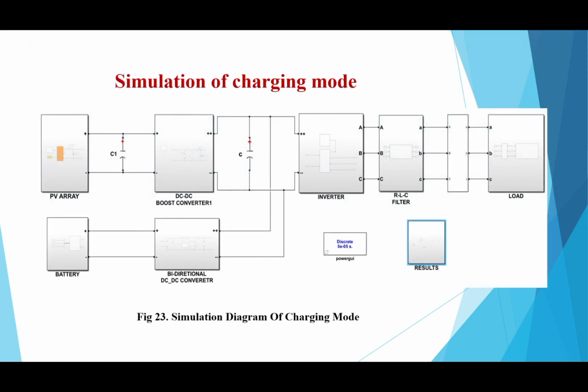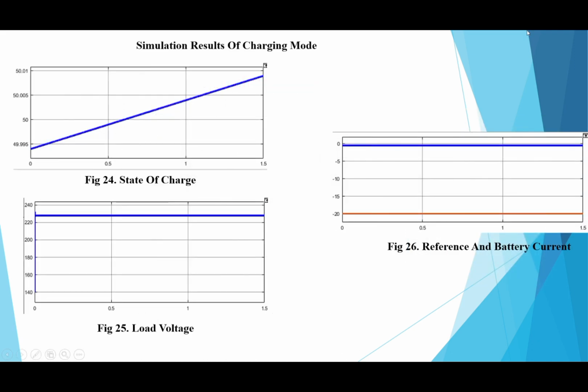Simulation of charging mode. This is the simulation diagram of charging mode. Here the battery is used to store the power through the bidirectional DC to DC converter. Here the charging mode increases the state of charge. Load voltage also increases. Here we can show the reference and battery current. This is the reference current and this is the battery current.